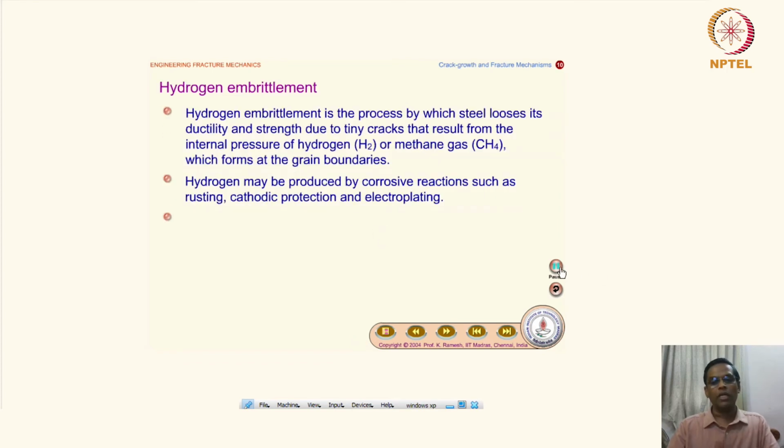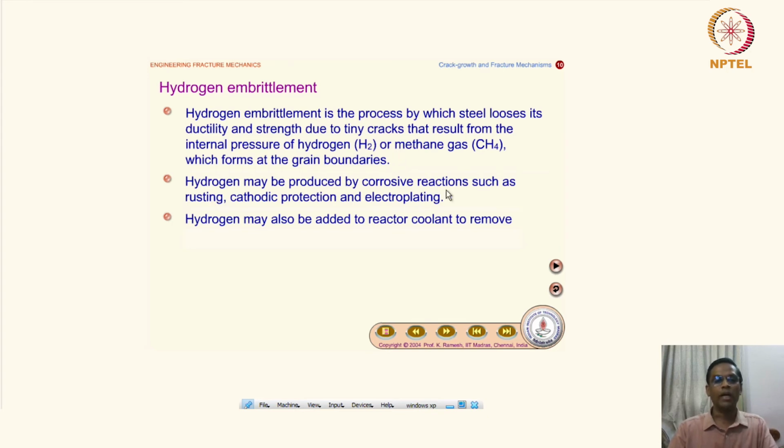The other important issue is hydrogen embrittlement. Hydrogen embrittlement is the process by which steel loses its ductility and strength due to tiny cracks that result from the internal pressure of hydrogen or methane gas which forms at the grain boundary. So this is a very important phenomenon, hydrogen embrittlement. It's quite industrially really a threatening one.